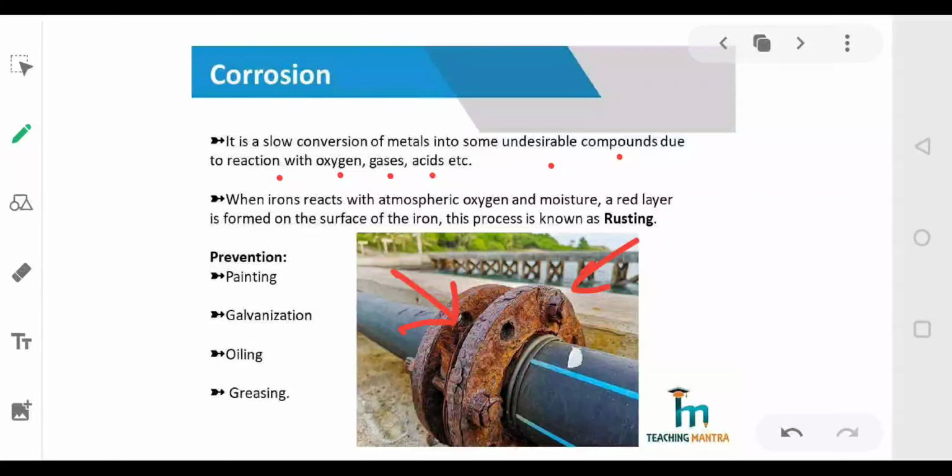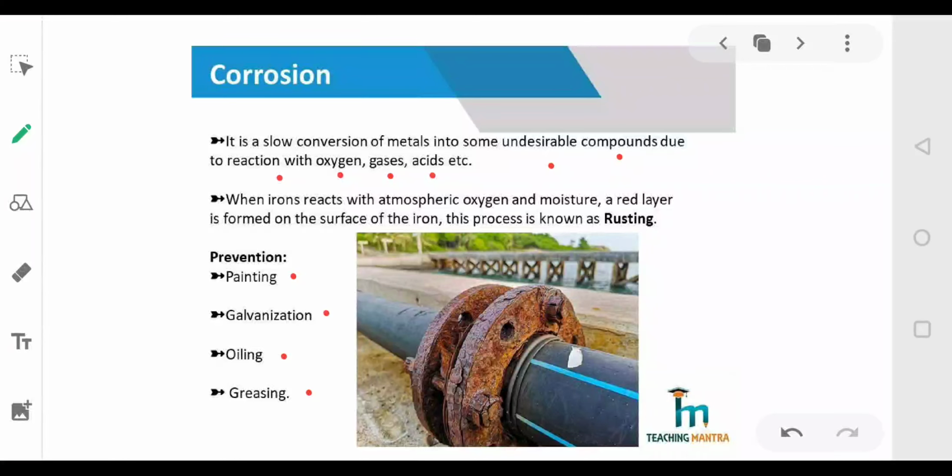Corrosion means damaging a metal or a substance, that is corrosion, and this is rusting. This part is called rust. Red color layer is rust. Now how to prevent corrosion or rusting? So we can use painting, galvanization, oiling, and greasing. These are the methods of prevention of corrosion.